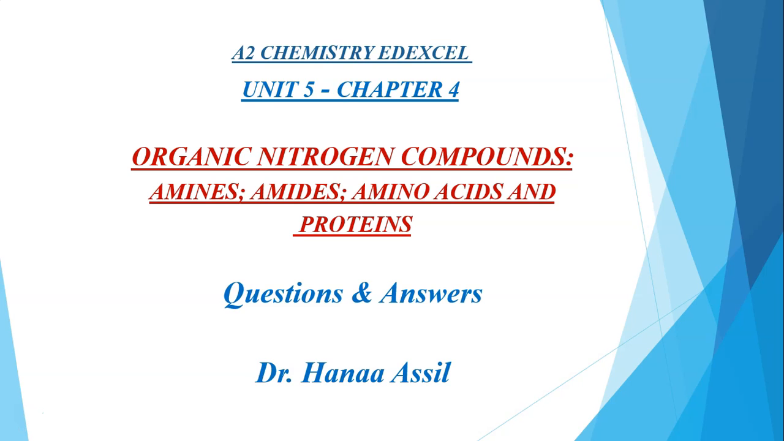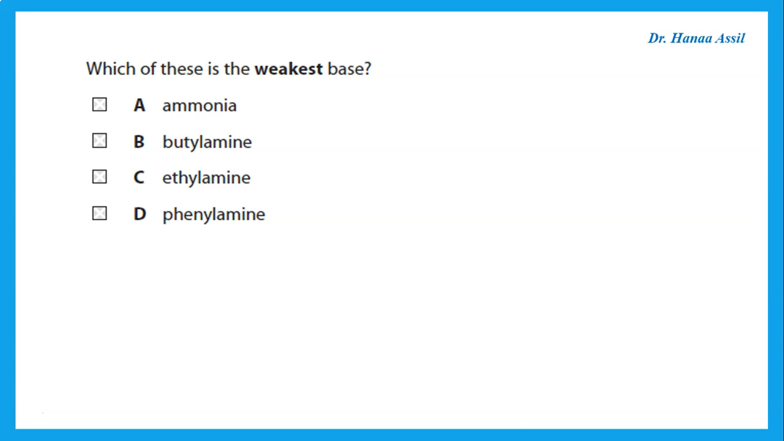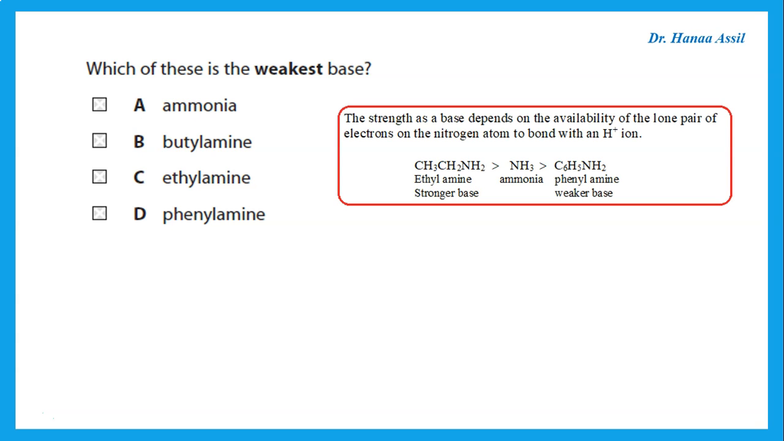This is from Unit 5 of the A2 Chemistry Edexcel questions. The first question is which of these is the weakest base. All of these are ammonia or amines, and we should know that ammonia or an amine are in general bases. But which of these is the weakest base? The strength of the base depends on the availability of the lone pair of electrons on the nitrogen atom to bond with an H+ ion.